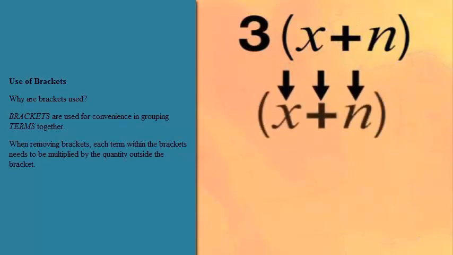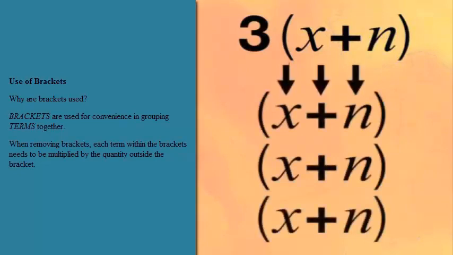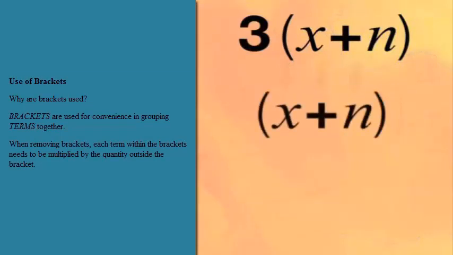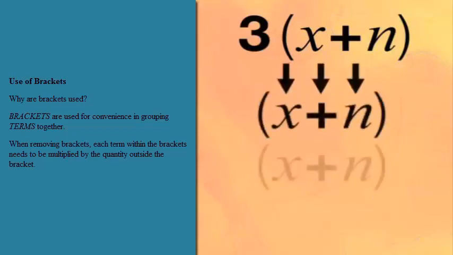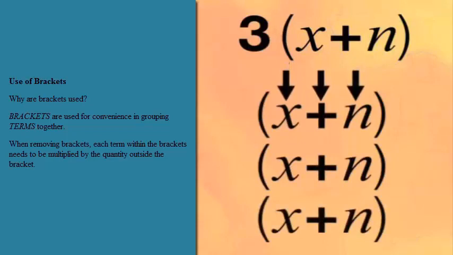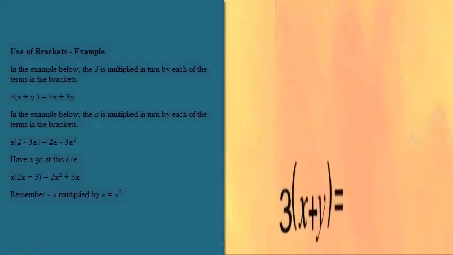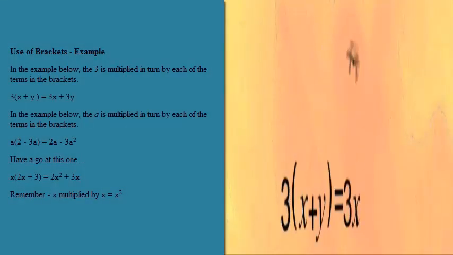Use of brackets. Why are brackets used? Brackets are used for convenience in grouping terms together. When removing brackets, each term within the brackets needs to be multiplied by the quantity outside the bracket. In the example below, the 3 is multiplied in turn by each of the terms in the brackets. 3(x plus y) equals 3x plus 3y.